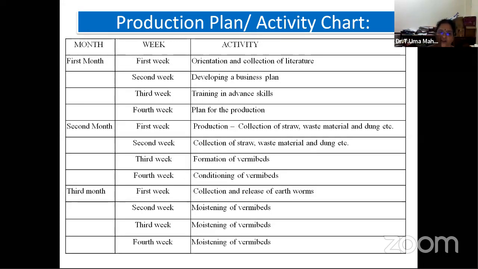Then the next point is, after pre-conditioning or conditioning of the vermibeds to a temperature, you collect and release the earthworms. From just now in the beginning, I told you it is vermiculturing or vermi hatchery. We call it as a technical term vermi hatchery, like our poultry hatchery. We produce the earthworms and we sell them, so that the people who want to start vermicomposting will collect them and then release them.